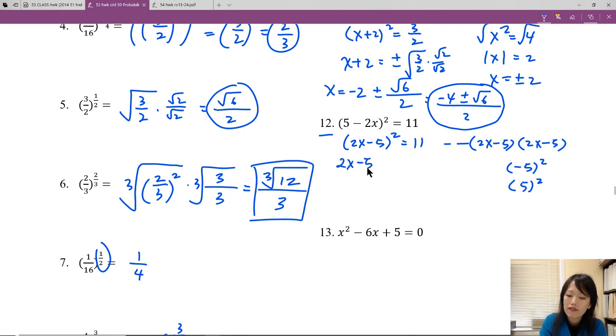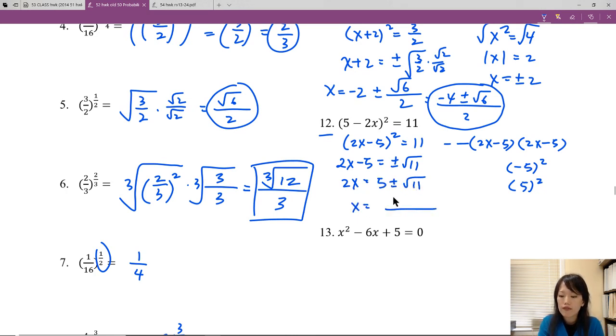2x minus 5 is positive negative root 11. Keep going. 2x equals 2. Add 5 on both sides. Last thing, divide everything by 2. So I get 5 plus minus root 11 over 2.